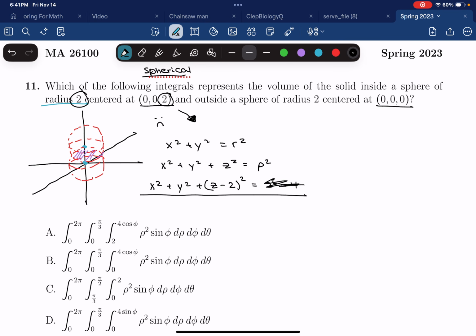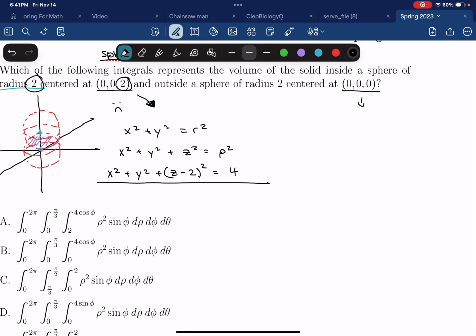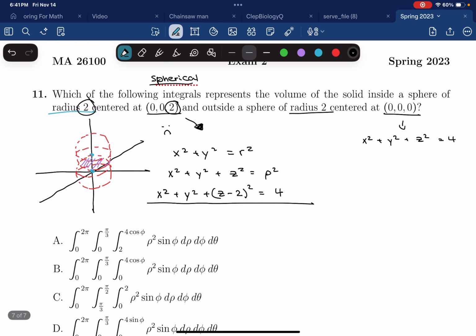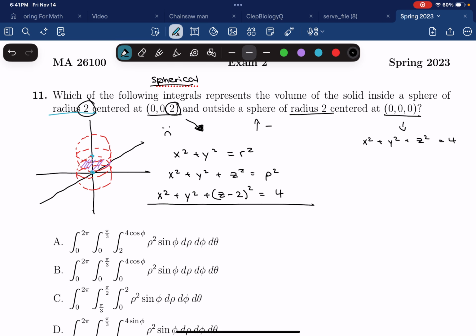Let me clean that up. And this will simply just be x squared plus y squared plus z squared equals 4, because it's also just radius 2. Now, why is it minus 2, not plus 2? Well, if you go up, it'll always be minus, down, it'll always be plus, right will always be minus, left will always be plus. Remember that from very early geometry.